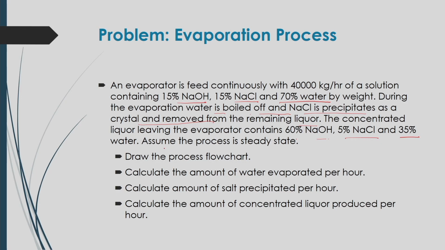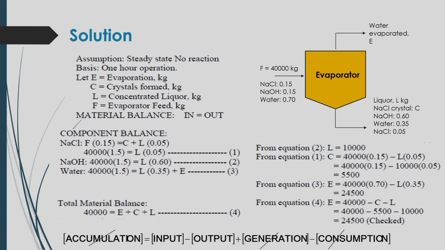Now in this case you have to assume that the process is a steady state process. So based on this problem you have to do the material balance to find out the amount of salt precipitated, the amount of water evaporated per hour, and also the amount of concentrated liquid that is produced per hour. Now see this process flow chart here.